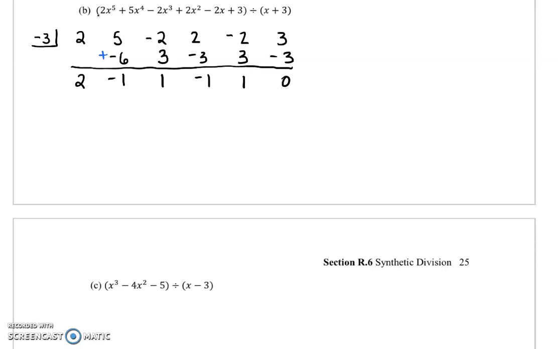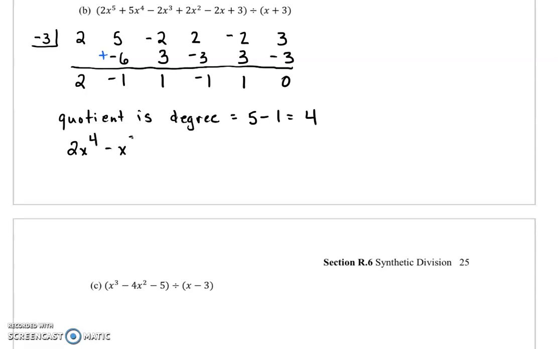So remember, we started with a degree 5. So our quotient is degree 5 minus 1, which is 4. So our quotient is actually 2x to the 4th minus x cubed plus x squared minus x plus 1 with a remainder of 0.